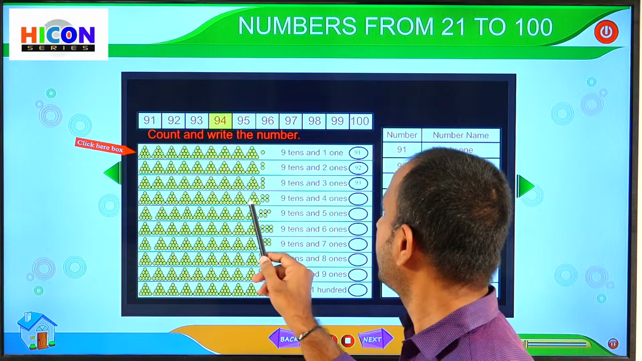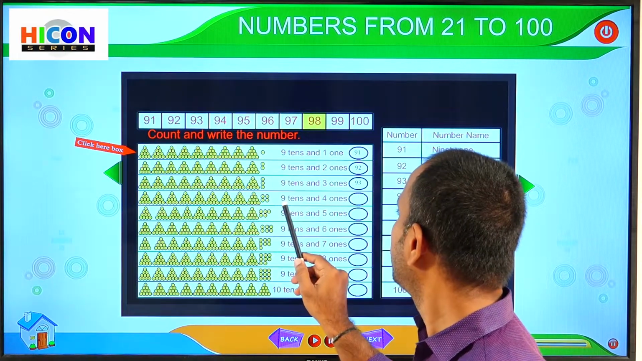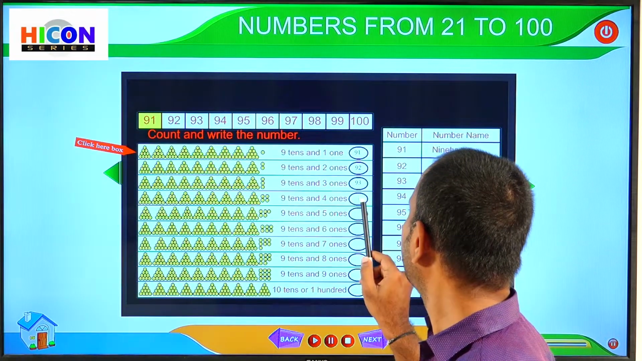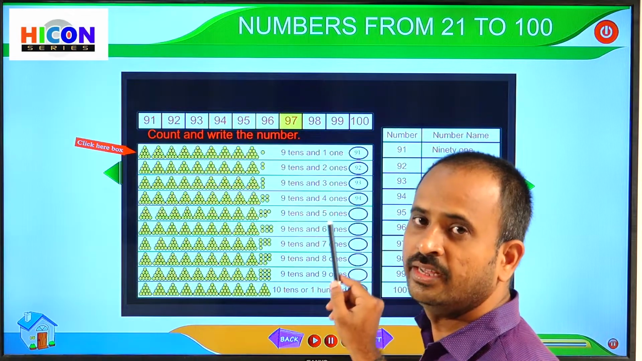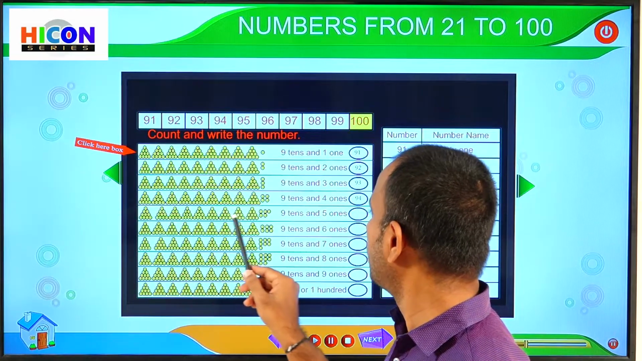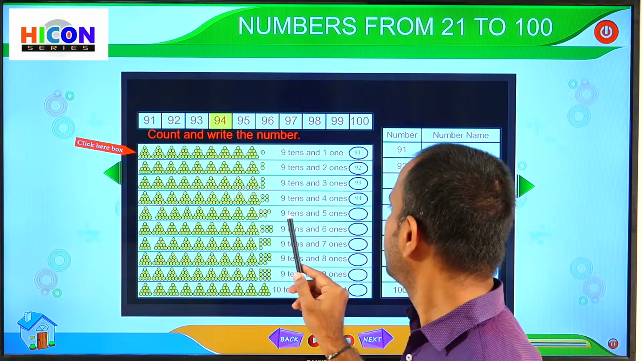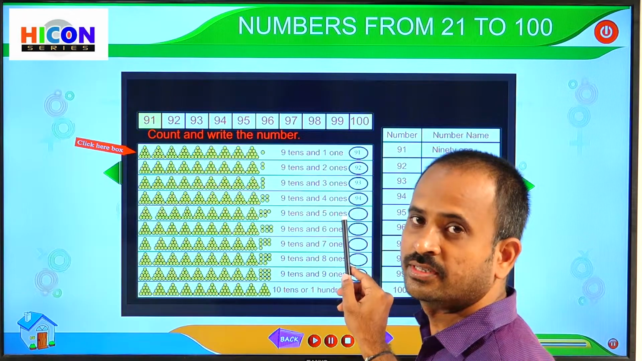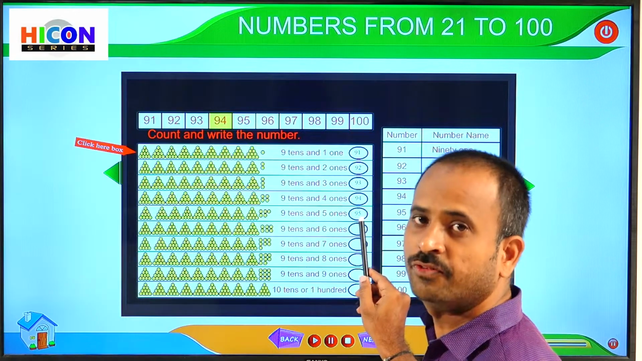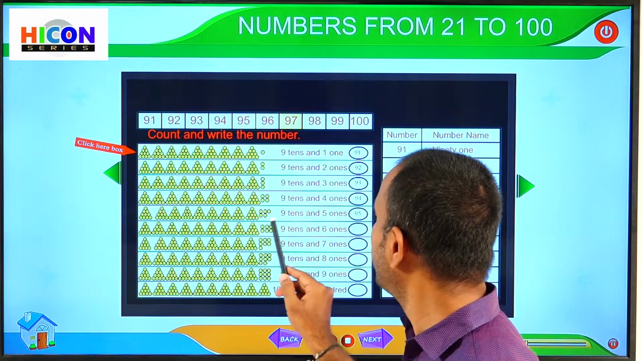And see the next one. Here also there are 9 tens and how many ones are there? 4 ones are there. 9 tens and 4 ones. So forms 9 4. That is 94. And see the next one here. So how many tens are there? Here also 9 tens. How many ones are there? There are 5 ones. 9 tens and 5 ones. The number will be 95. That is 95. And see the next one. Here also there are 9 tens. And how many ones are there?